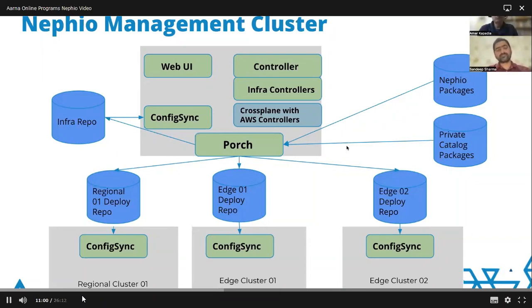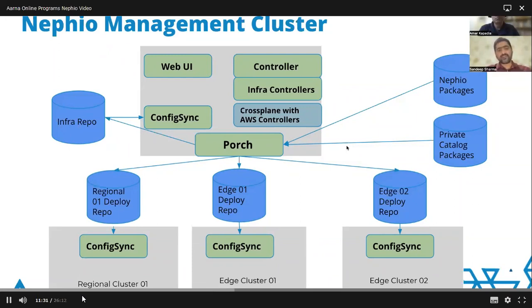And Porch then provisions the users to basically download these packages, perform mutations, and upload the curated packages to the target repos. In this example, there is a repo associated with every cluster, and the config syncs in these clusters are configured to sync the packages that are uploaded to their corresponding repos.